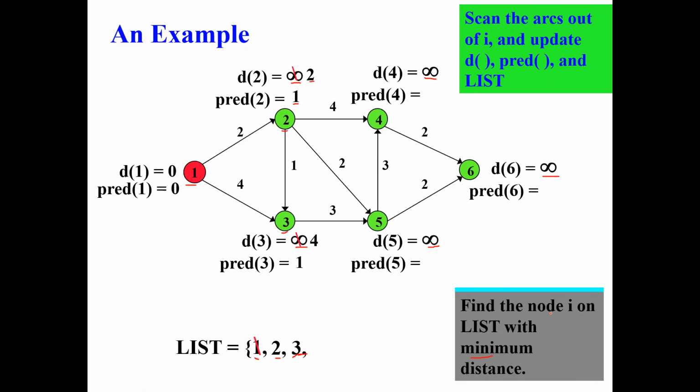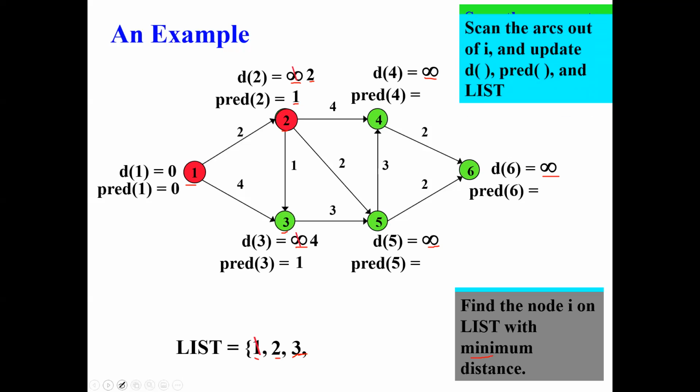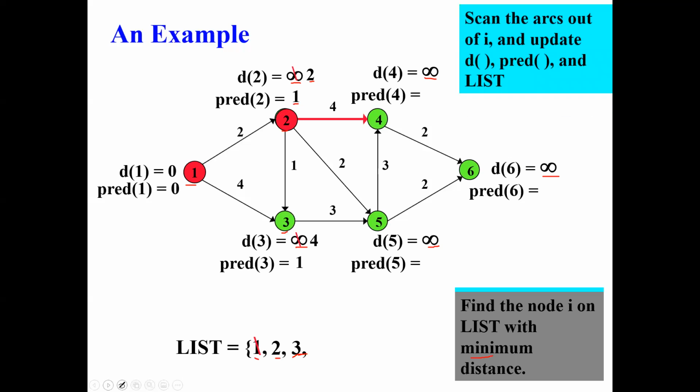Again, we find the node I on the list with the minimum distance. We have 2 and 3. The minimum distance is the distance to 2, so we move with 2. From 2, we repeat the process: which nodes can we reach from 2? We can reach 4. The distance from 2 to 4 is 4 plus 2, so the distance from 1 to 4 is going to be equal to 6. We update that distance to 6, and the predecessor for 4 is 2, because 2 is the node connecting from 1 to 4.